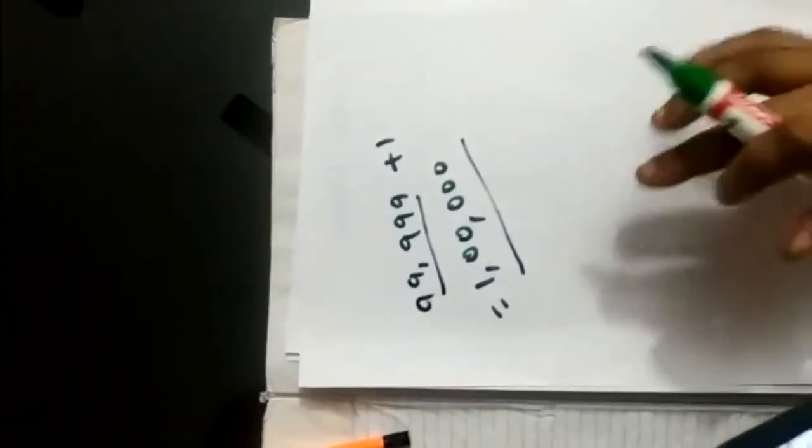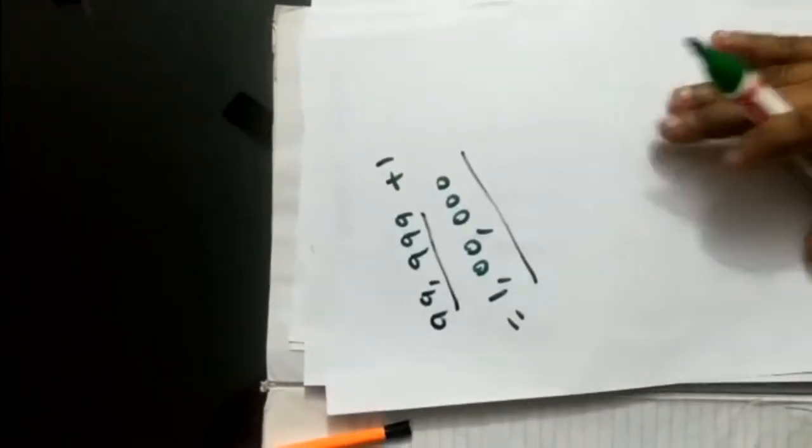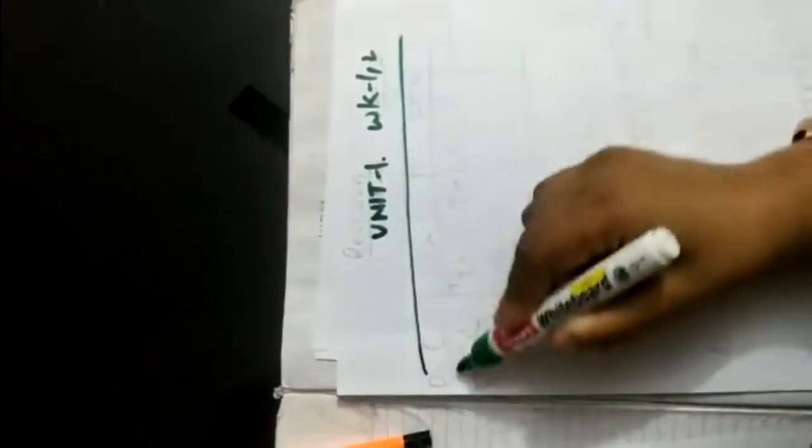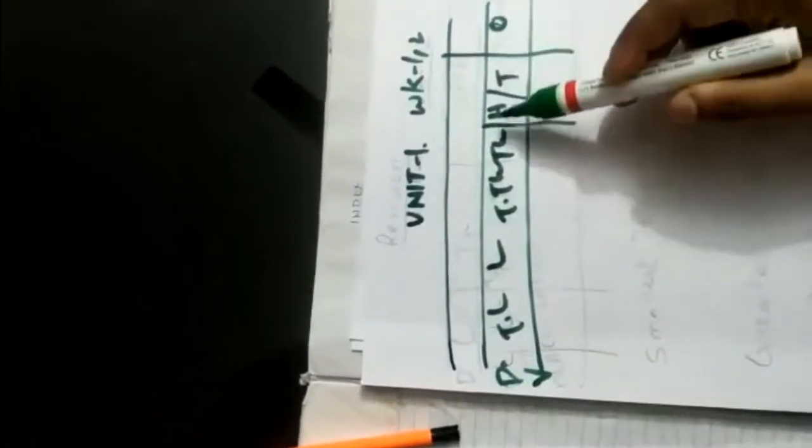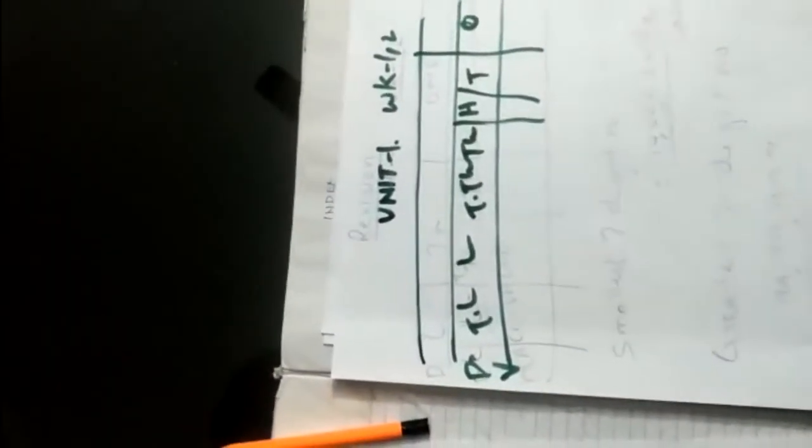So there are 6 places in a 6-digit number. Let us revise it with the help of the 6 places: ones, tens, hundreds, thousands, ten thousands, then lakh, then 10 lakh. So these are the 6 places, 1, 2, 3, 4, 5, 6. Up to lakh is the 6th place value for 6-digit numbers, and 10 lakh is the 7th place value for 7-digit numbers.